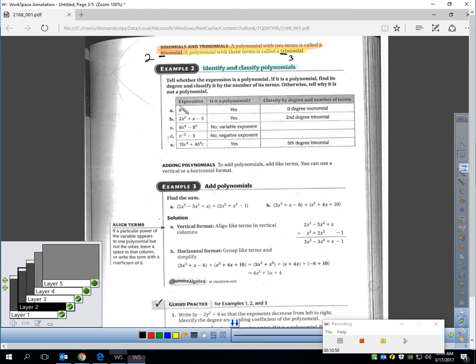The number 9 is a monomial. If it's a monomial, it is a polynomial. See, so they put yes. This would be no degrees. Numbers have 0 degrees. This would be a 0-degree monomial.